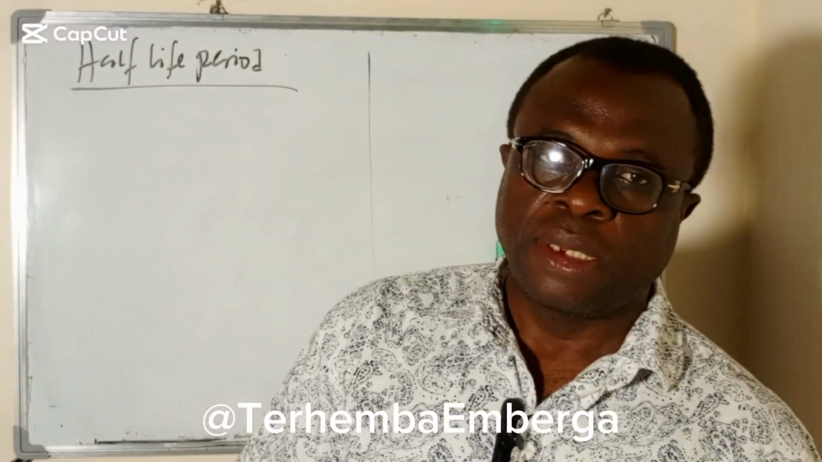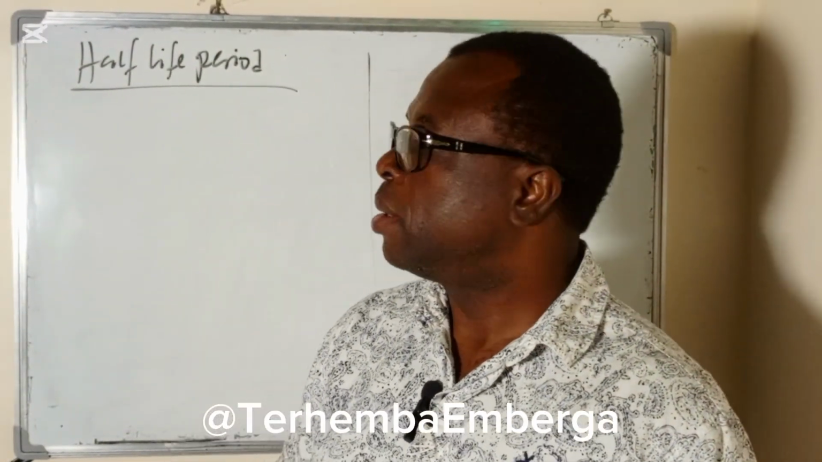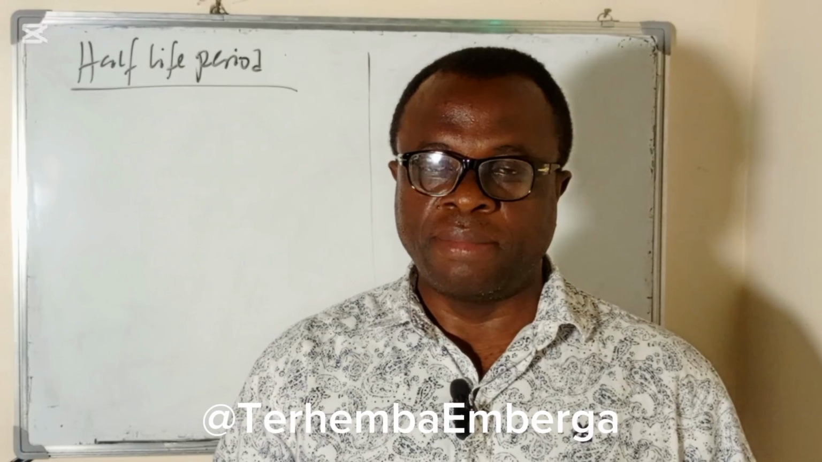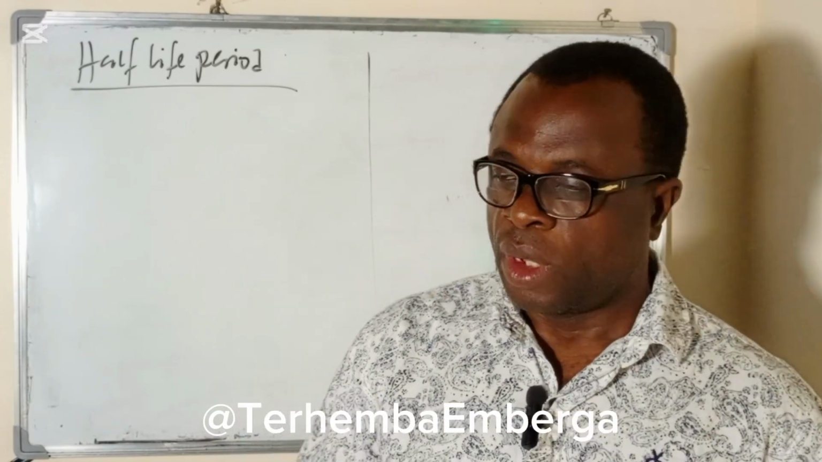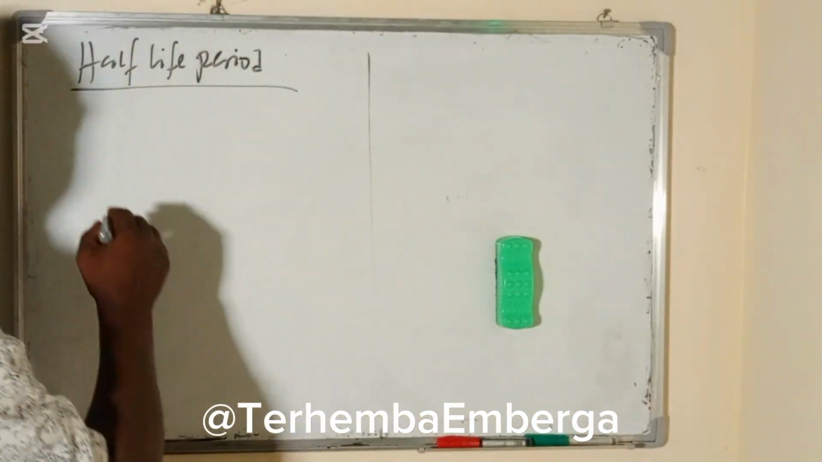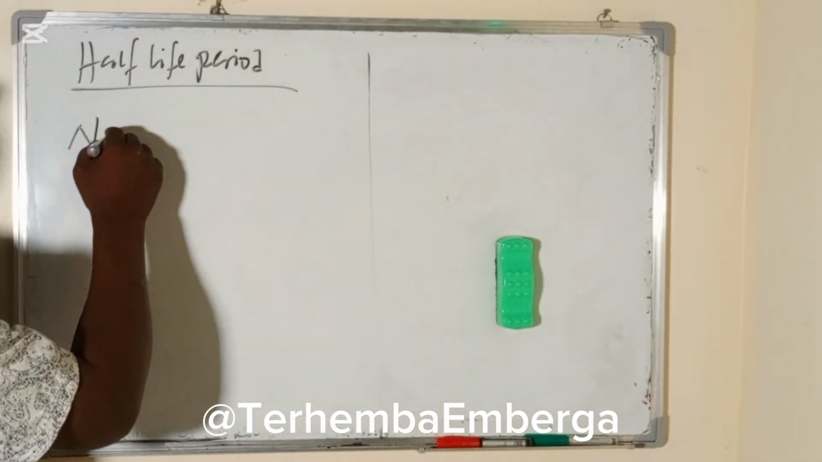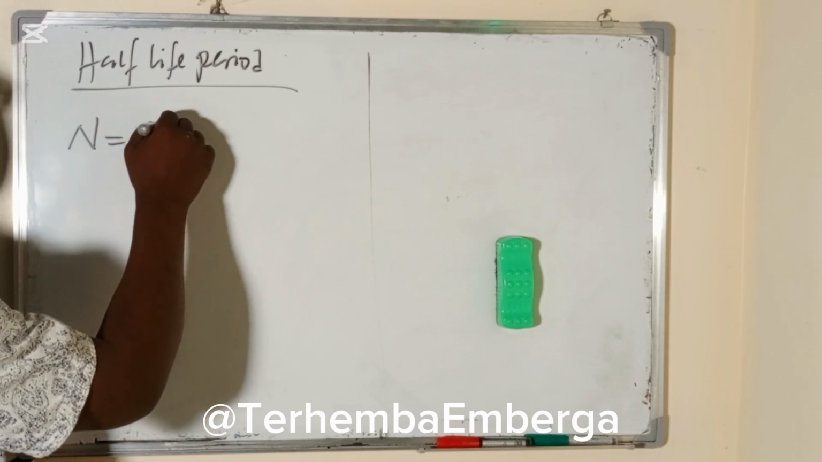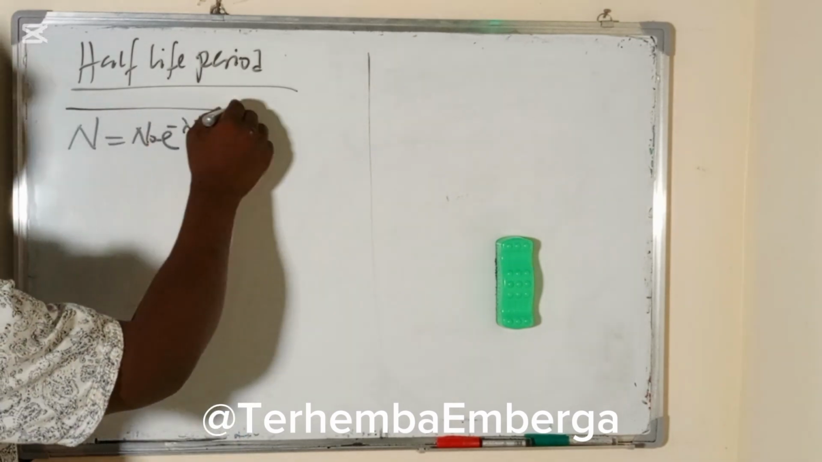This time we'll be looking at how we can calculate half-life periods of a radioactive substance. And half-life period is a time in which half of the radioactive substance is disintegrated. Remember, in our previous class we established that N is equal to N naught e to the minus lambda t. Very important.